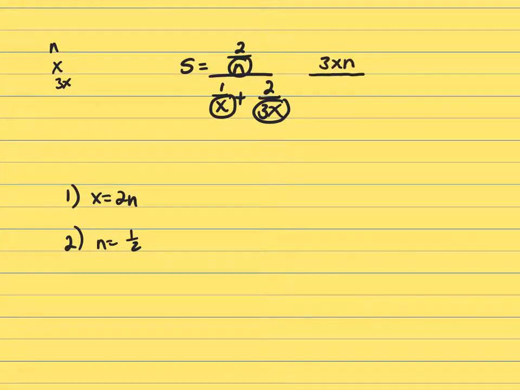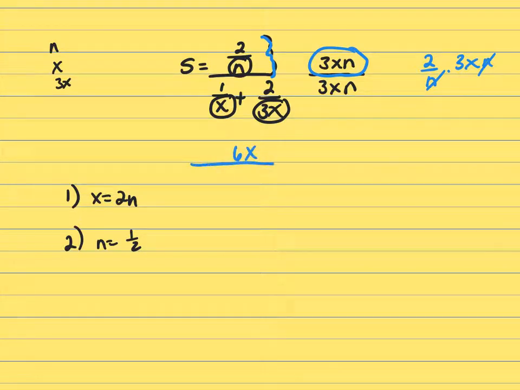And I'm going to multiply the top by 3xn, top being the primary numerator. So multiply this piece by 3xn. So you got 2 over n times 3xn. You see how those n's cancel? And you're left with 6x. No more complex in the top.